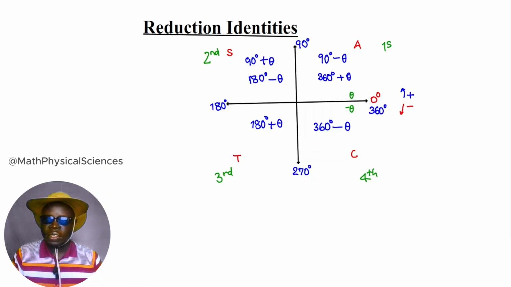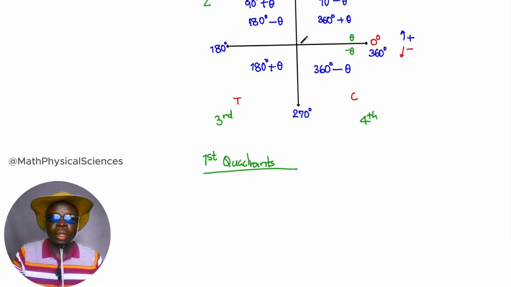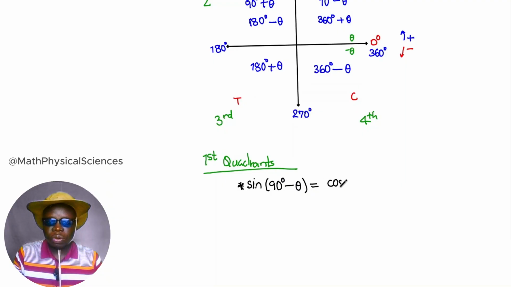So let's move on and start with our first quadrant. In our first quadrant, we can consider the first one here, and we can start with sine. So sine of this angle, that is 90 degrees minus theta, is equal to cosine of this angle, theta, and it is positive.